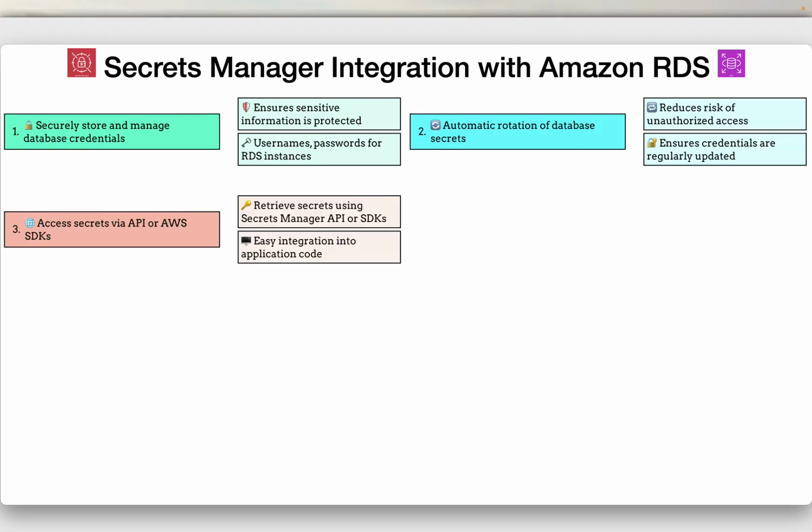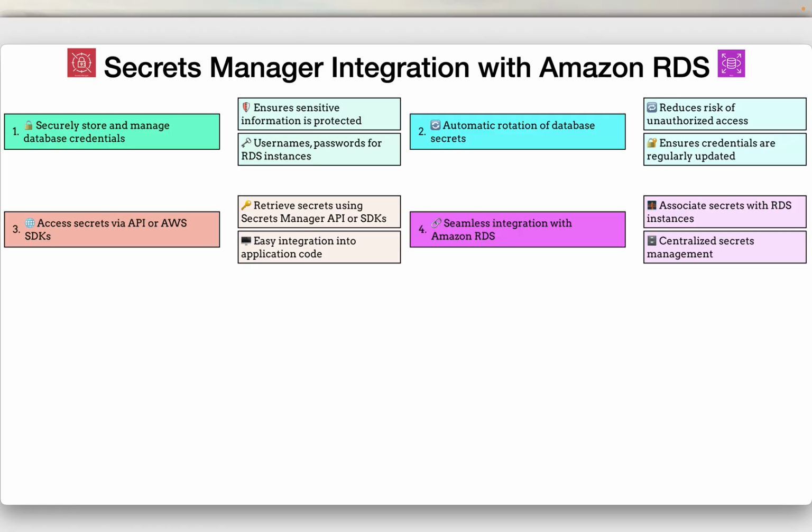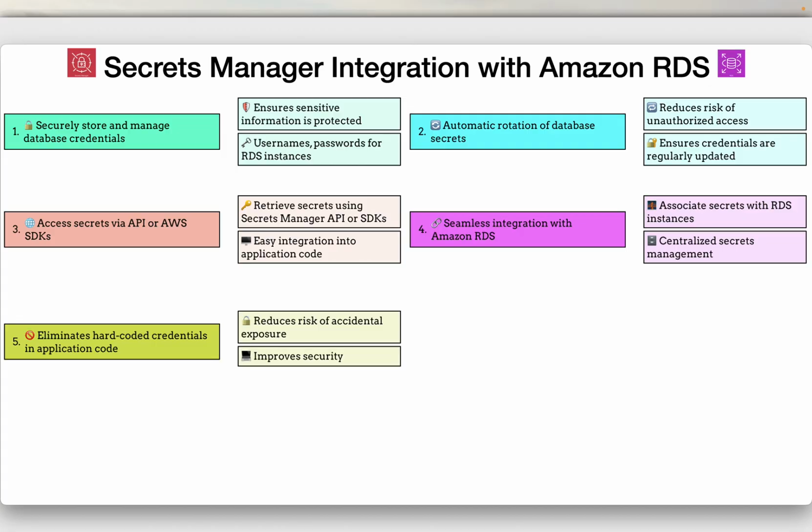Third, access secrets via APIs or AWS SDKs. You can retrieve database secrets stored in Secrets Manager using the Secrets Manager API or AWS SDKs, making it easy to integrate secrets management into your application code. Fourth, seamless integration with Amazon RDS. Secrets Manager seamlessly integrates with RDS, allowing you to associate secrets with your RDS instances and manage them centrally. Fifth, eliminates hard-coded credentials in the application code. By using Secrets Manager, you can eliminate the need to hard-code database credentials in your application code, reducing the risk of accidental exposure and improving security.